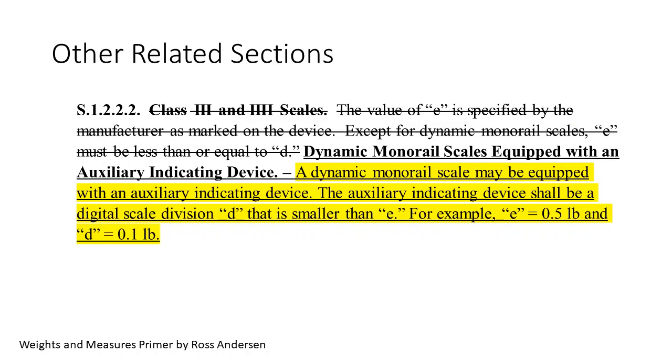Since Class 3 and 4 instruments are addressed in the revised S122, this section will be changed to address dynamic monorail scales. Current dynamic monorails have D finer than E. The change to allow an extended displaying device would now make it possible to have E equal D. I'll explain the extended displaying device shortly and also in Part 3. For a dynamic monorail with an auxiliary indicating device, D shall be smaller than E, but unlike Class 1 or 2, E does not have to be a 1, and there's no requirement to differentiate D.